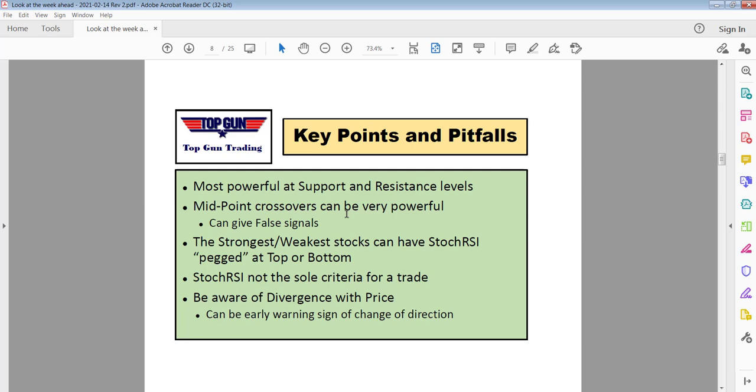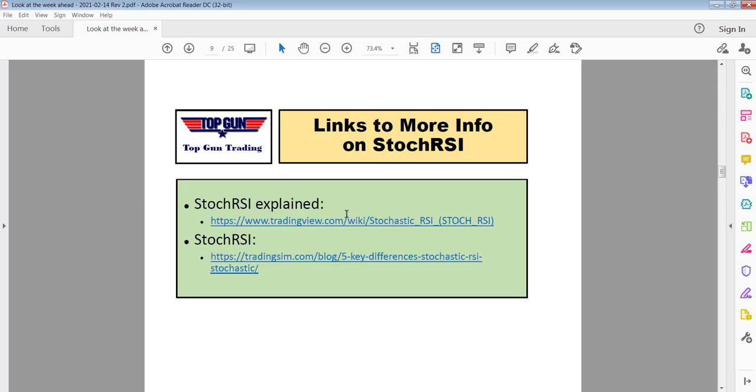This just gives us yet one more set of confirmation that it will have a higher probability of success. I do not use stochastics RSI as my sole criteria for a trade. In fact, it's really secondary or tertiary. And be aware of divergence with price. If you see stochastics RSI crossing, but the price is going the opposite direction of what the crossover is telling you, be careful. This could be an early sign of direction change.